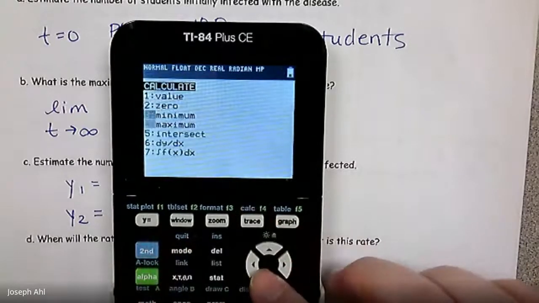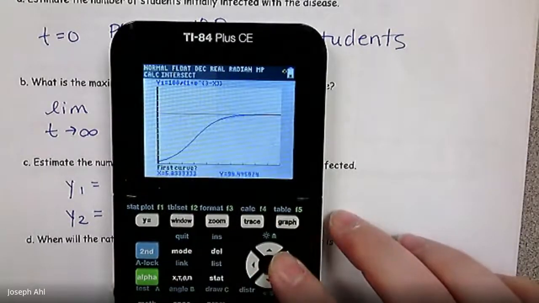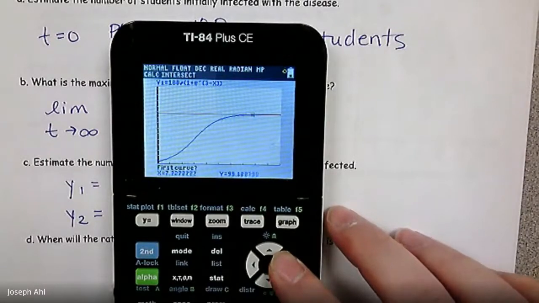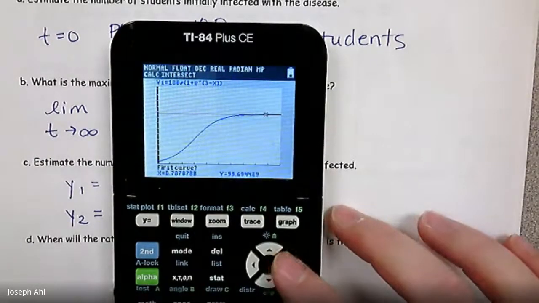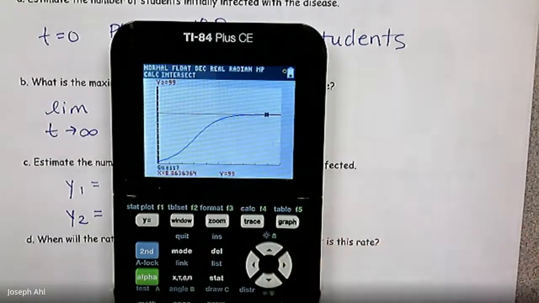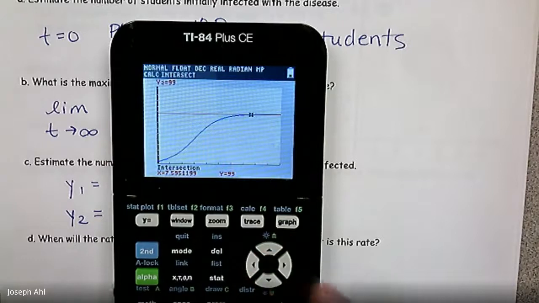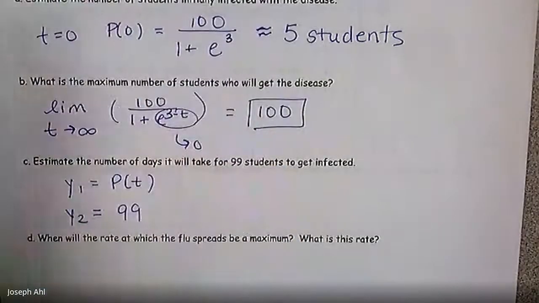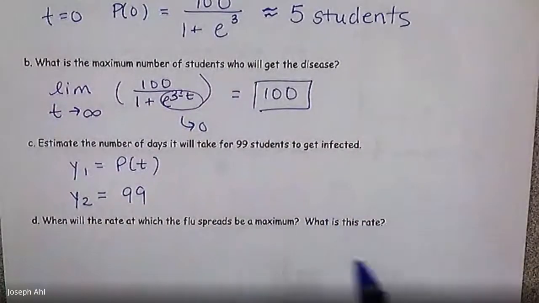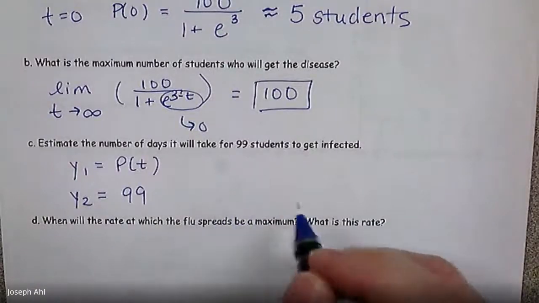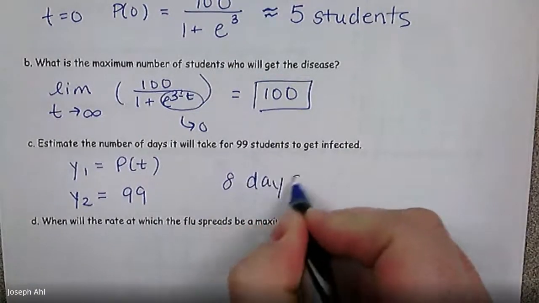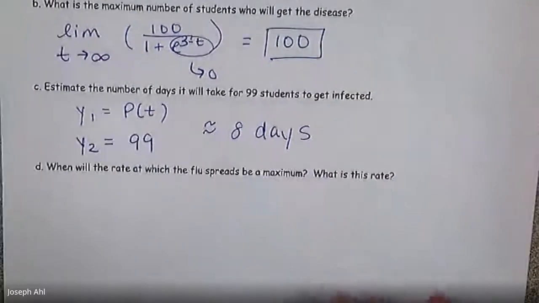Second trace, intersect. Calculator's pretty smart. So hopefully if I go out, I think it's going to happen prior to 10 days, but let's see. Hit enter 3 times. It takes about 7.59-ish days. Okay. So sometime during the 7th day is when this would happen, or by the 8th day. I guess there's a few different ways you can answer this. If it happens during day 7, we'll say by the time day 8 rolls around, that's when we would have 99 students infected.